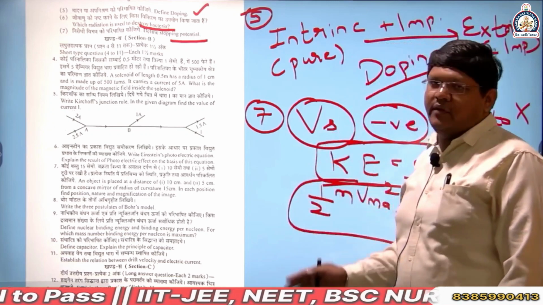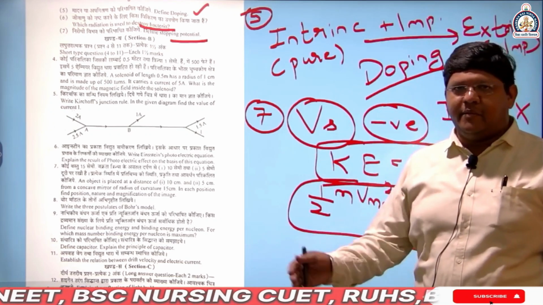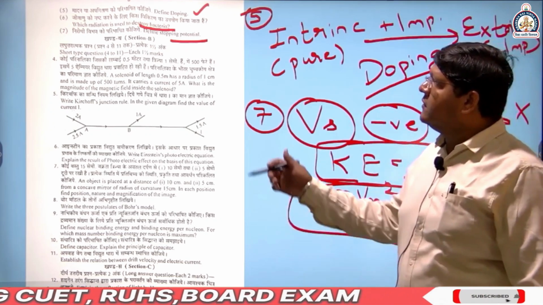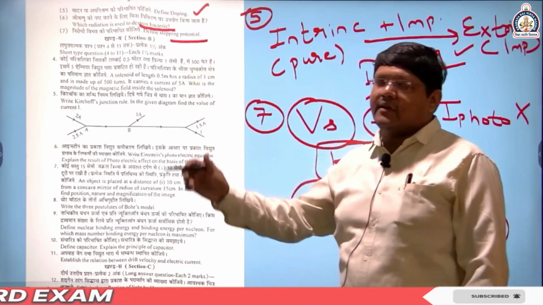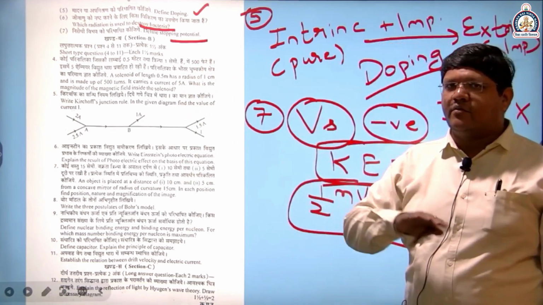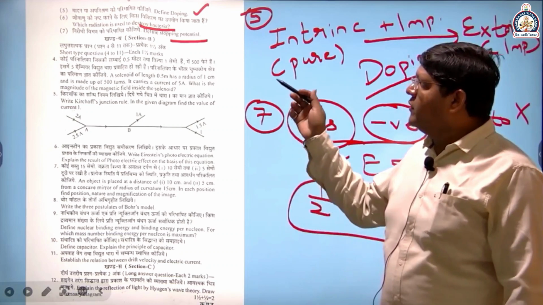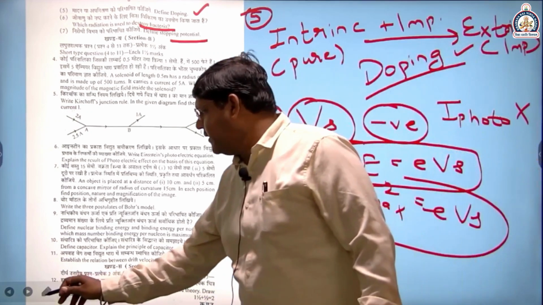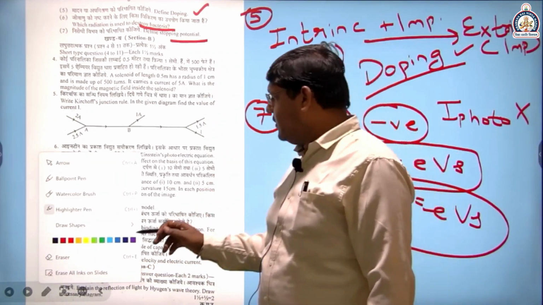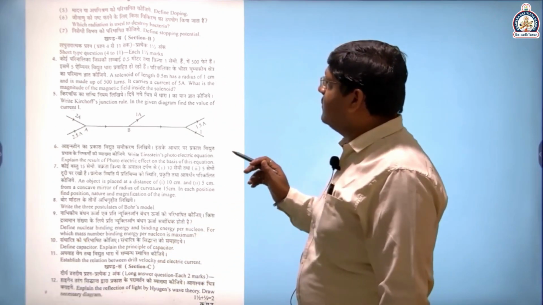This is observed during your photoelectric experiment theory. This comes to the end of your section of 1 mark questions, very short answer questions. Now moving to the next part, that is our section B. Section B has short answer type questions. So we will discuss them one by one.